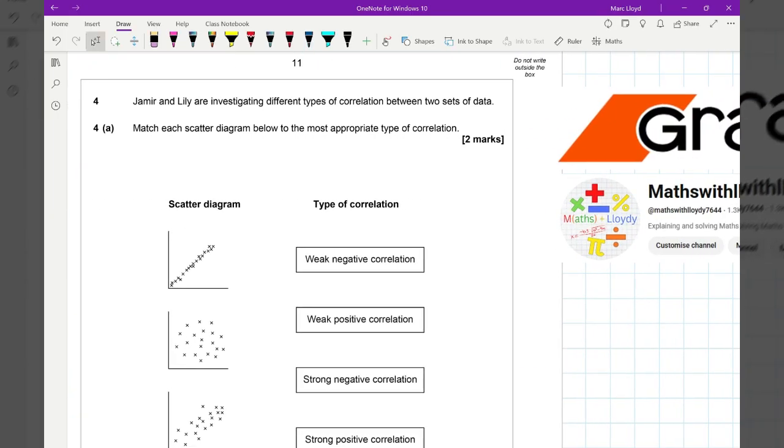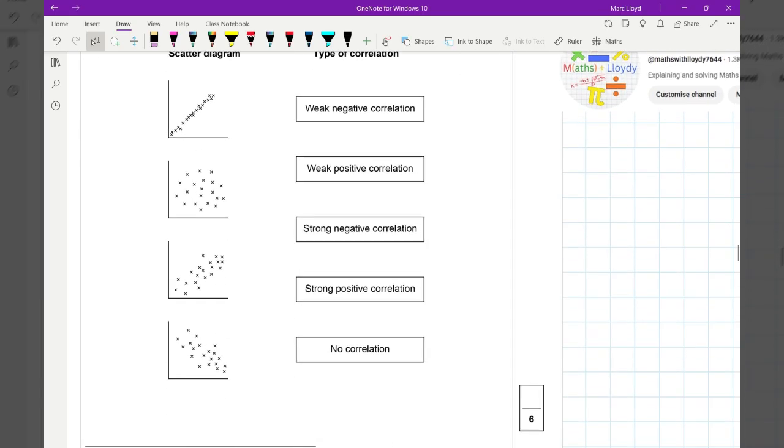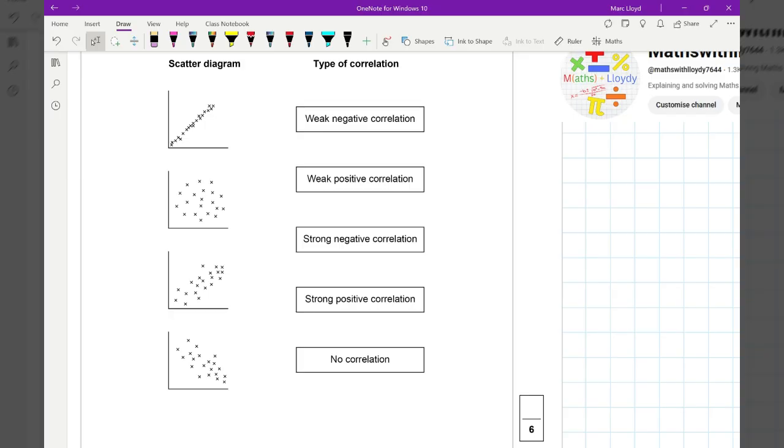So question 4, Jamir and Lily are investigating different types of correlation between two sets of data. Part A, match each scatter diagram below to the most appropriate type of correlation. So at the top left, we've got quite a strong positive correlation. So I'm going to match that into there.